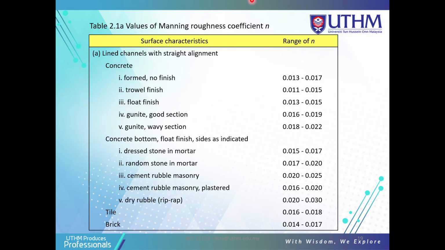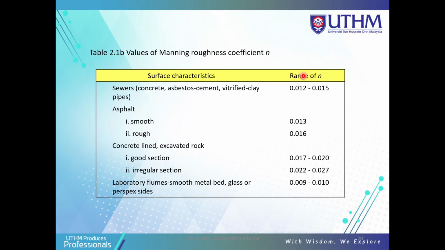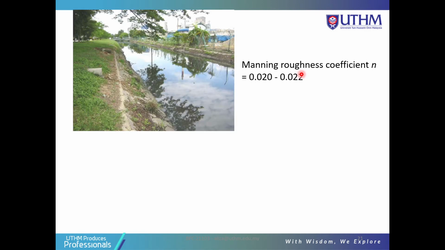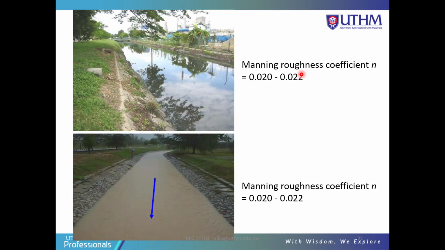So the value of Manning roughness N also comes from this one. Kutter also uses the range of N here. If N is not given, they must give you this table to get the range of N. Actually, the N coefficient is also always given in the text. So look at this, the Manning roughness coefficient N. So this is the channel.